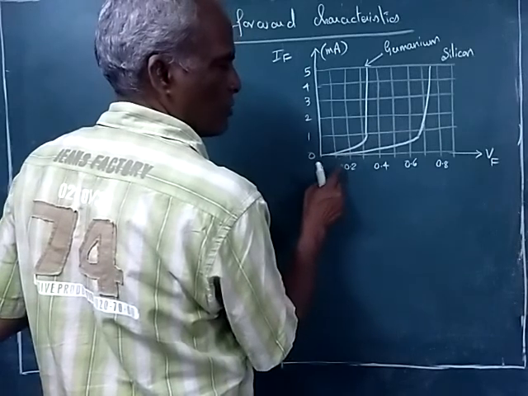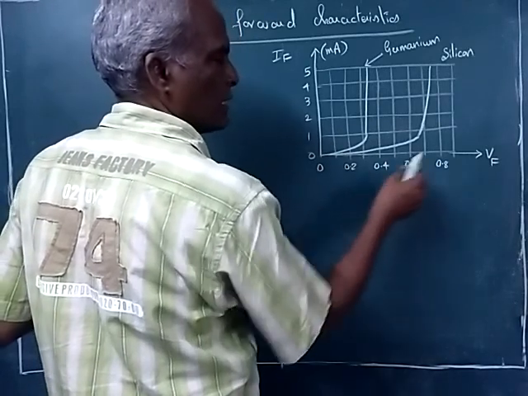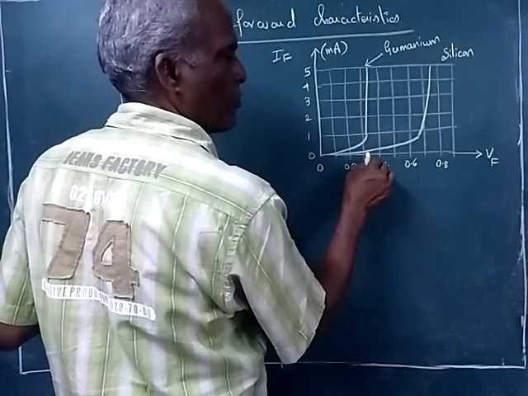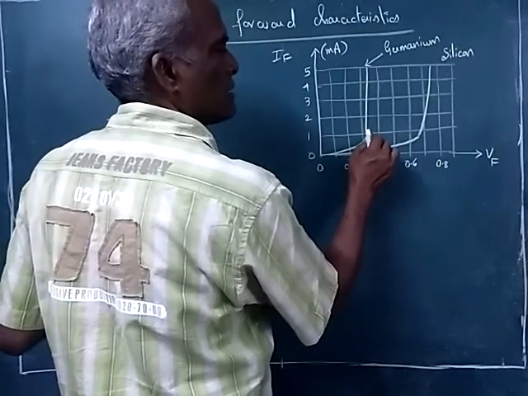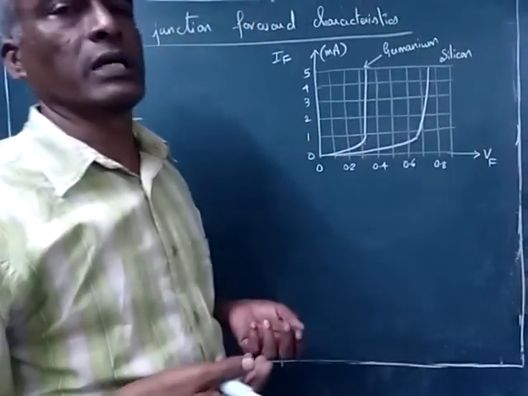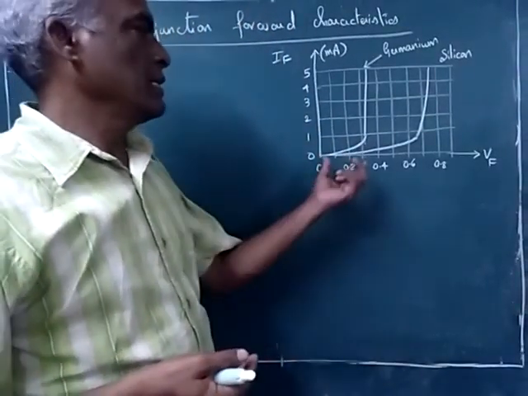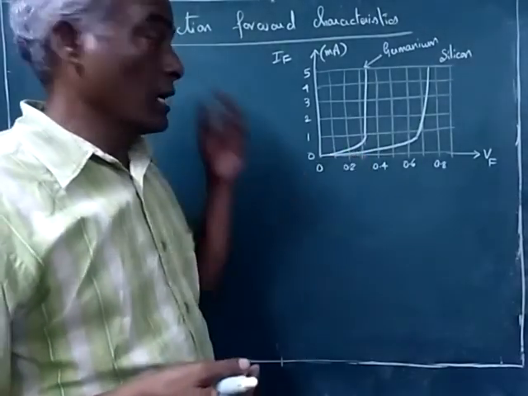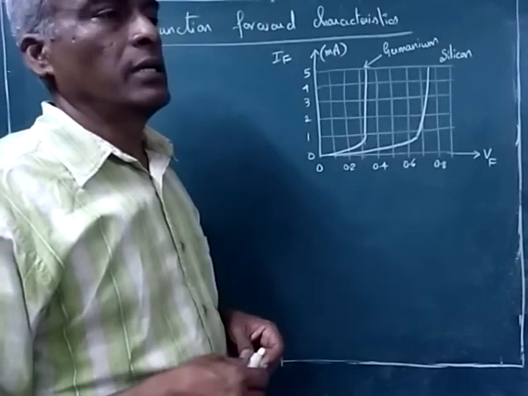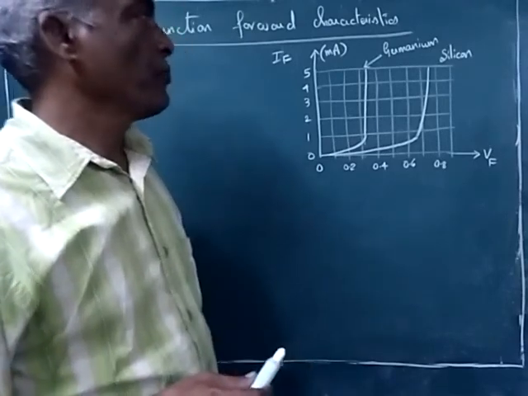So this is 0.1, 0.2, 0.3, 0.4 like that. Say roughly 0.3, slightly above 0.3, the current starts increasing. That means the diode goes into conduction. Less than 0.3, the current is almost negligible. So we can say that the diode is in off condition.